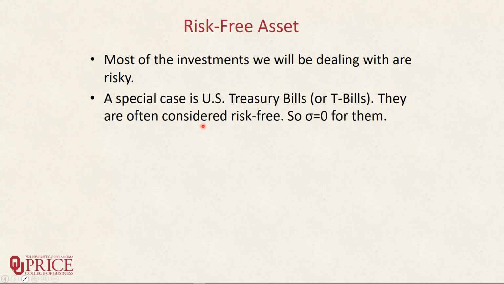Basically, T-bills are short-term debts issued by the US government. Because we normally assume that the US government will not default on its debt, these bills are risk-free. Because they're risk-free, the volatility for these T-bills is zero, because there's no uncertainty. We often use the notation RF to represent the rate on T-bills.